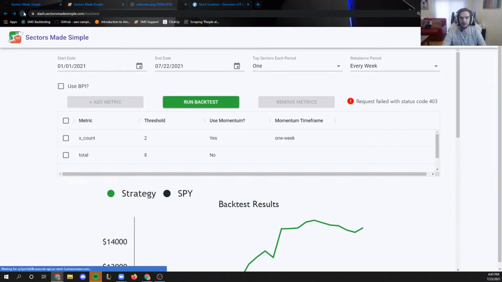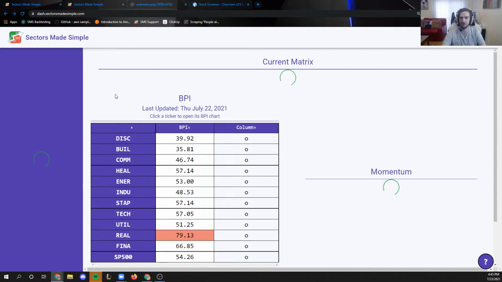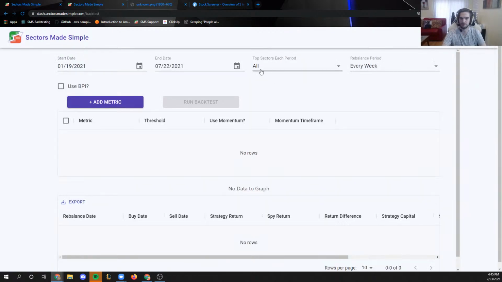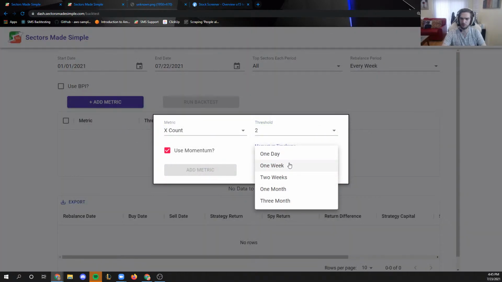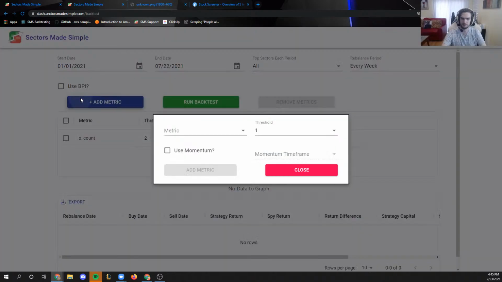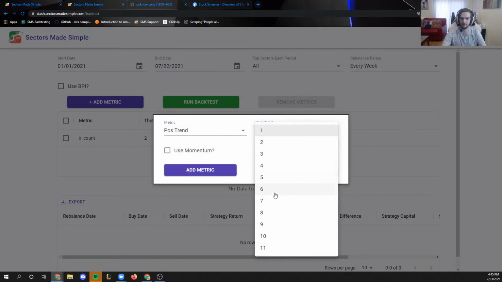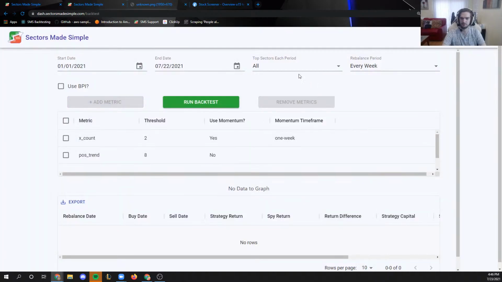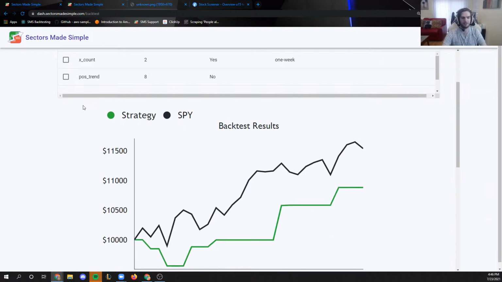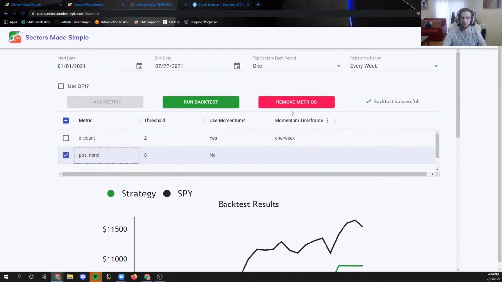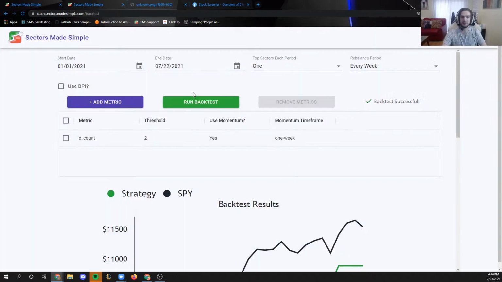It is a 403 error, so we need to reload this page, and let's try that again. So we wanted an X count momentum of 2 or more, and a total count of 8 or more. And we only want the top sector. Oh, hey, look, the market beats us. Okay, well, maybe we didn't like that.